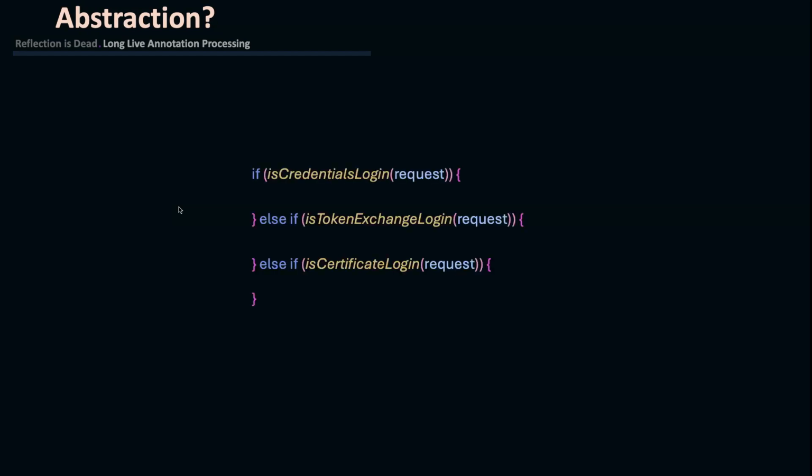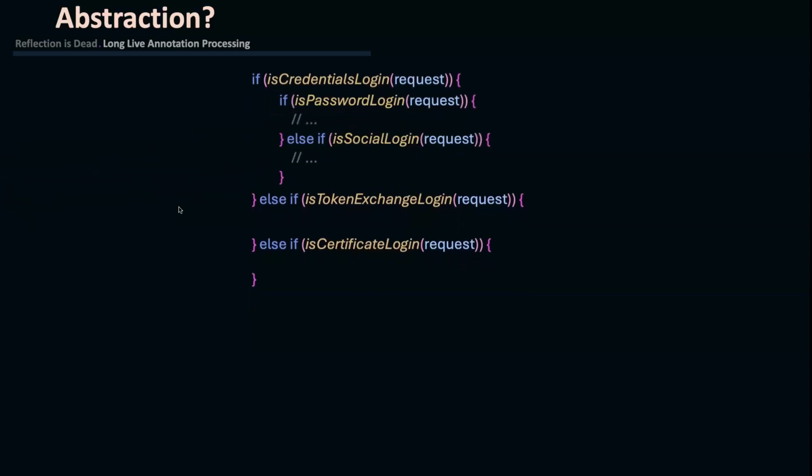So let's imagine we have certain ways to log in to our applications: with credentials, with tokens, with certificates, and so on and so forth. Sometimes you may see the code written this way, sometimes not, but let's imagine it is written this way. Then we go down a rabbit hole where you can have nested conditionals. If it's a credential login, we need to check whether it's a password login or a social login, depending on what request is given to it, and then take certain actions.